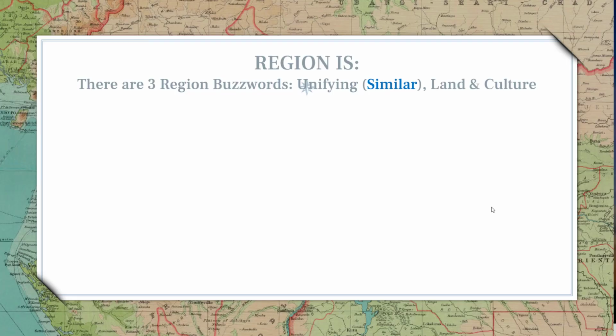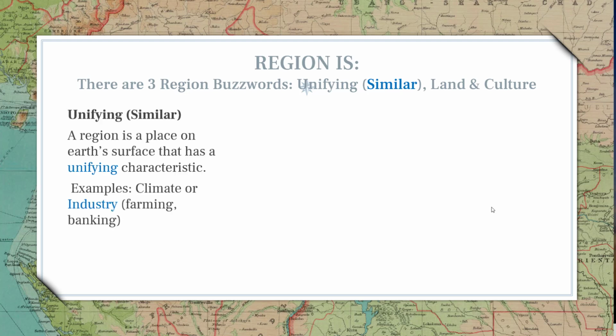All right, so the next letter in our acronym, Mr. Help, is R for region. There are 3 region buzzwords, and they are unifying, which means similar, and we'll talk about that, land, and culture. So when we say unifying or similar in this case, a region is a place somewhere on Earth that has a unifying, a similar characteristic.